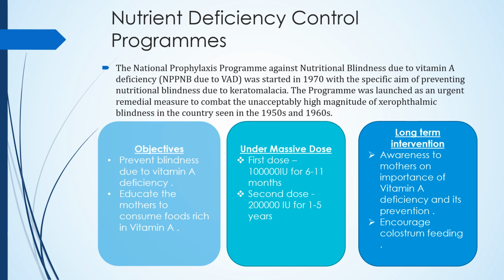The long-term interventions are providing awareness to the mothers to consume foods rich in vitamin A, beta carotene, during pregnancy, and encouraging the mothers to feed the colostrum, that is the first milk secreted after the delivery. That should not be thrown out; that should be fed to the children, which is a very rich source of vitamin A.